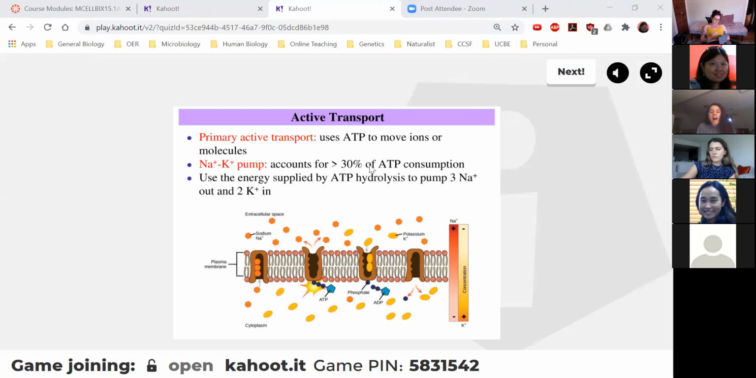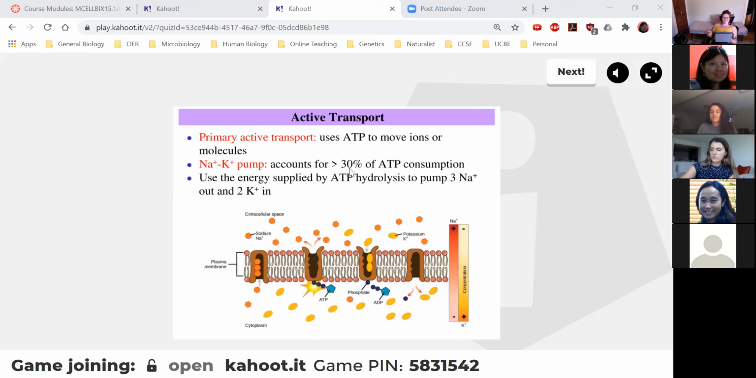And actually, if you look at this number, in some cells, not most cells, about 30% of the ATP is used to allow this pump to function. If you think about ATP, that's the cellular energy currency, right? It's cell money, it's cash. So if you're spending 30% of your household income to maintain something, that something had better be really important.